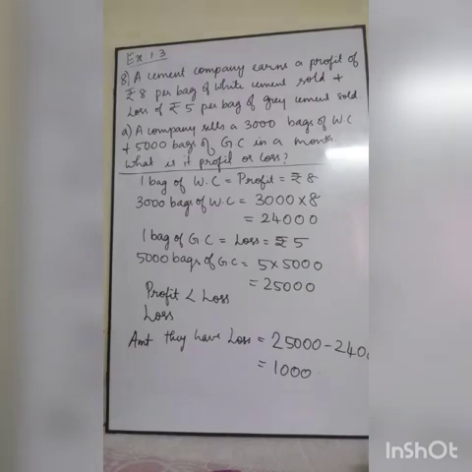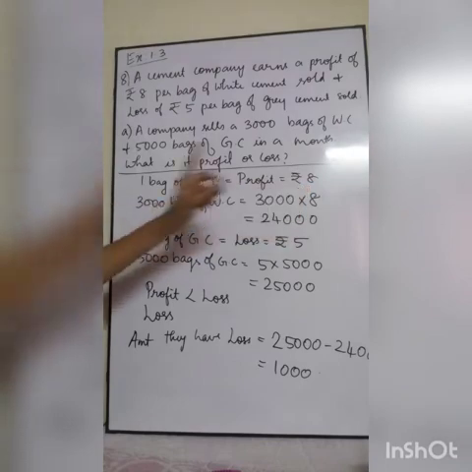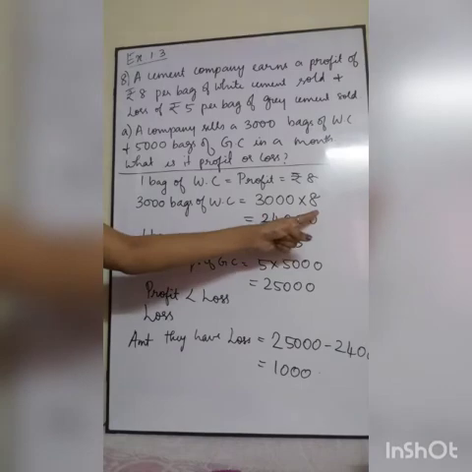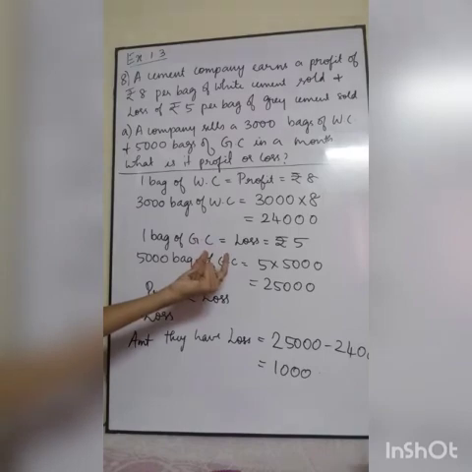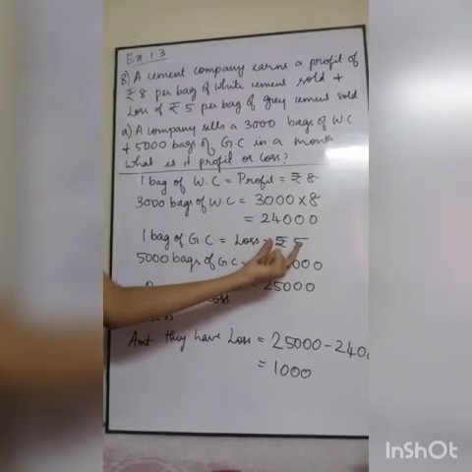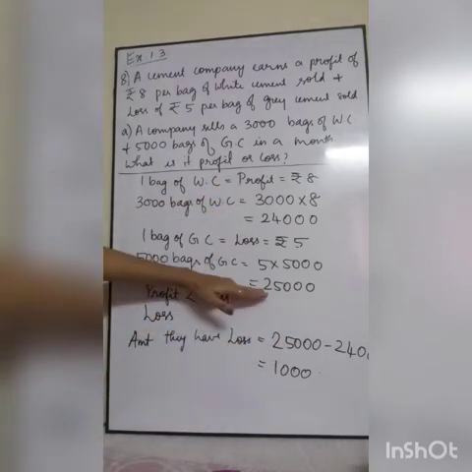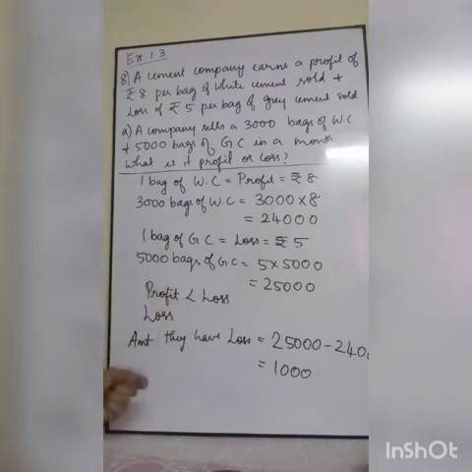Listen carefully. For 1 bag of white cement, you are getting a profit of 8 rupees. So for 3,000 bags of white cement, how much profit will you get? 3,000 into 8, so 24,000. Next, for 1 bag of grey cement, how much loss are you getting? For each bag 5 rupees. For 5,000 bags, 5 into 5,000, 25,000. Here the profit is less than the loss, so they are facing a loss in that business. So how much did they lose? 25,000 minus 24,000, so 1,000. This is your loss value. Understood, children?